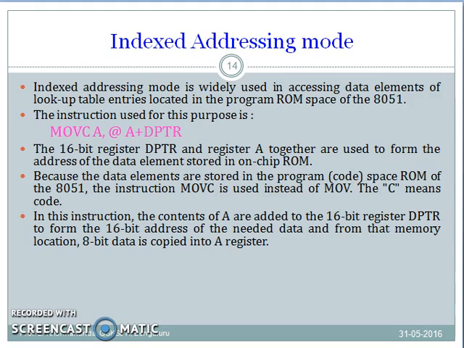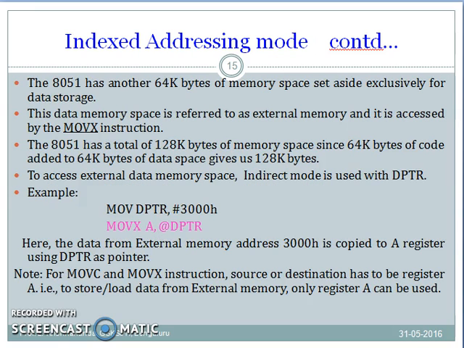No other register can be used in the indexed addressing mode except A and DPTR as well as the PC. Similarly, in the MOVX instruction, only DPTR can be used to hold the address of the external memory. For example, if you write MOVX A, @DPTR, you will copy the data from the address pointed to by DPTR into the A register.